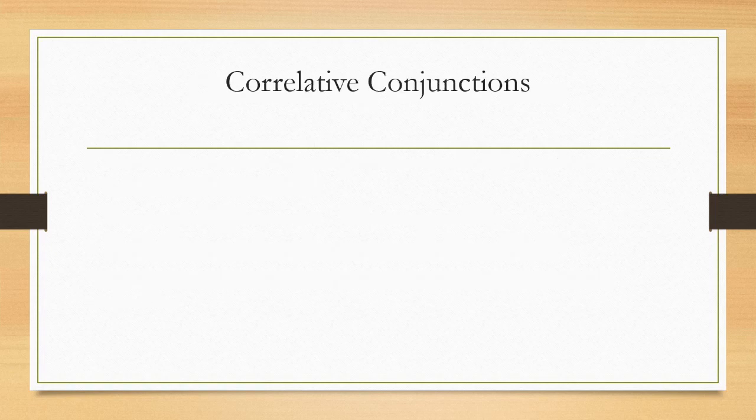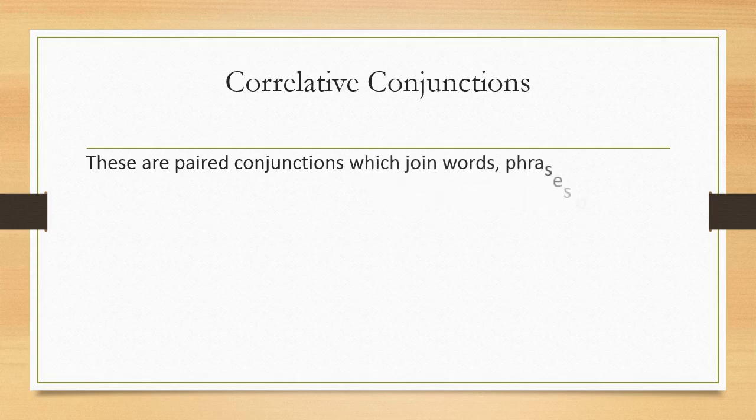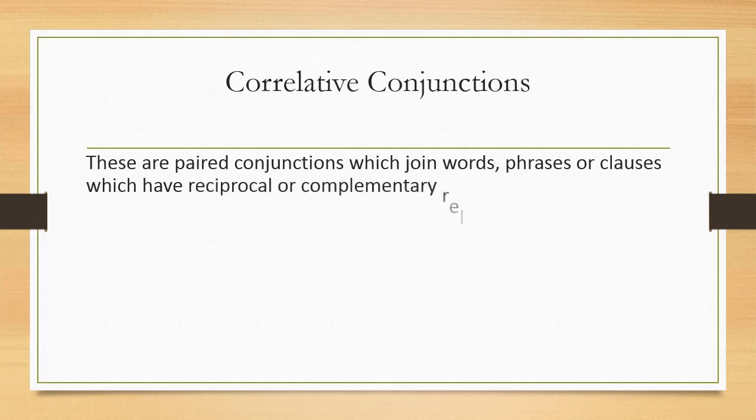The next type of conjunctions are correlative conjunctions. With the word correlative, we can understand that they are related to each other. Let's quickly read about them. These are paired conjunctions which join words, phrases, or clauses which have a reciprocal or complementary relationship. They are used in pairs. That means there is no single conjunction used to join words, phrases, or clauses. There are two conjunctions which are taken as pairs.